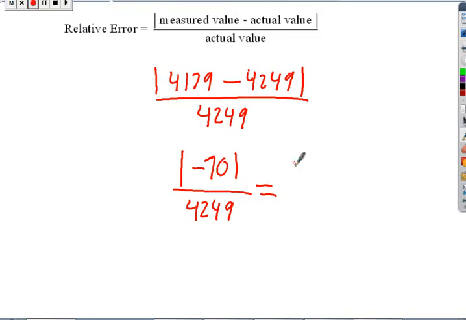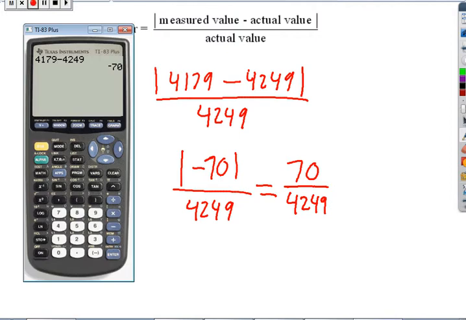The absolute value of negative 70 is positive 70, so our absolute value bars go away. It gives us the positive value because negative 70 is 70 units away from 0 on the number line. And we're dividing this by 4,249. So let's actually do this division now: 70 divided by 4,249.